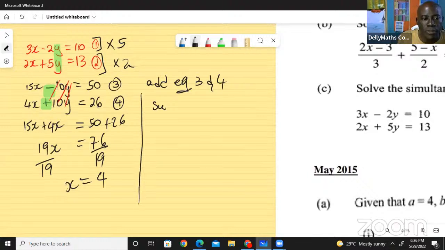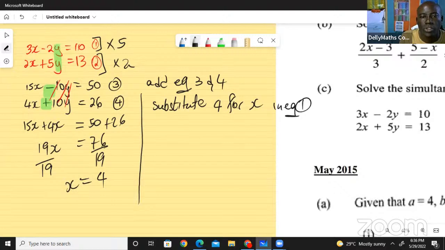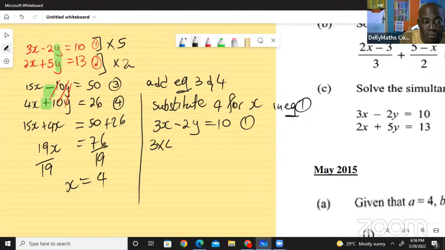Now, I want to substitute. Since I know that x is 4, I want to substitute 4 for x, and I want to do this in equation 1. So let's write equation 1. It says 3x minus 2y equal 10. I am going to substitute 4 wherever I see x. So 3 times x becomes 3 times 4 minus 2y equal 10. Let me highlight it. This is 3 times x. It becomes 3 times 4 because the 4 is taking the place of the x.